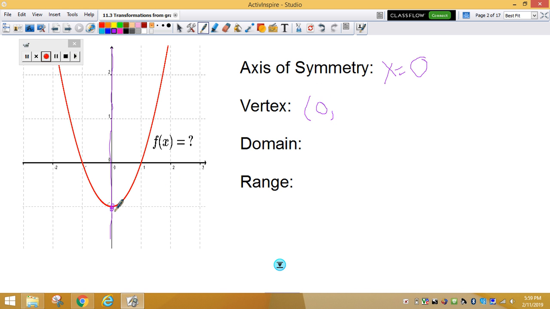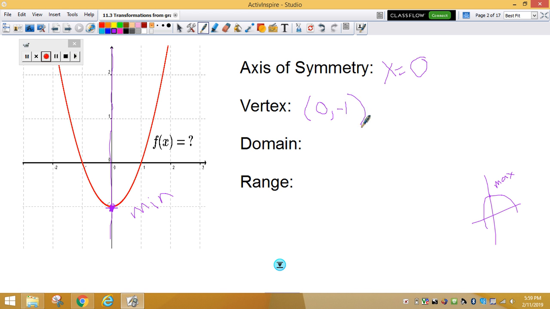And remember, your vertex is either going to be at the very bottom, which in this case is going to make it a minimum, or if it's at the very top, it would make it a maximum. Just review from last week. So this vertex is down here, at the very bottom, and the ordered pair would be at 0, and then we go down 1, so it'd be at 0, -1.